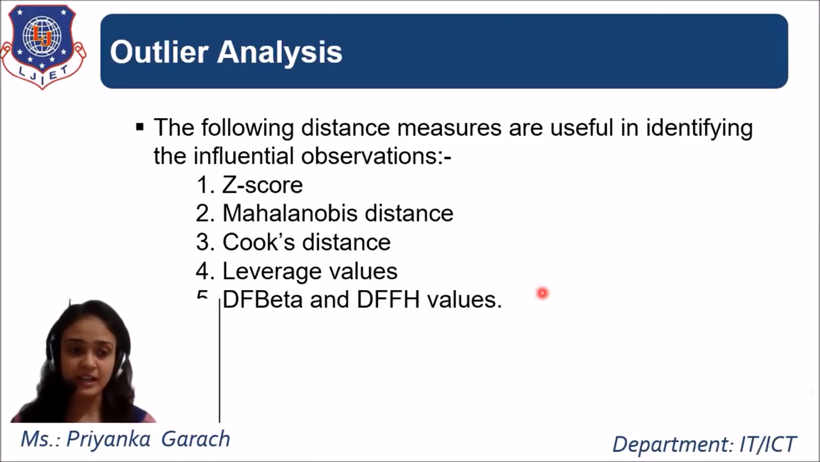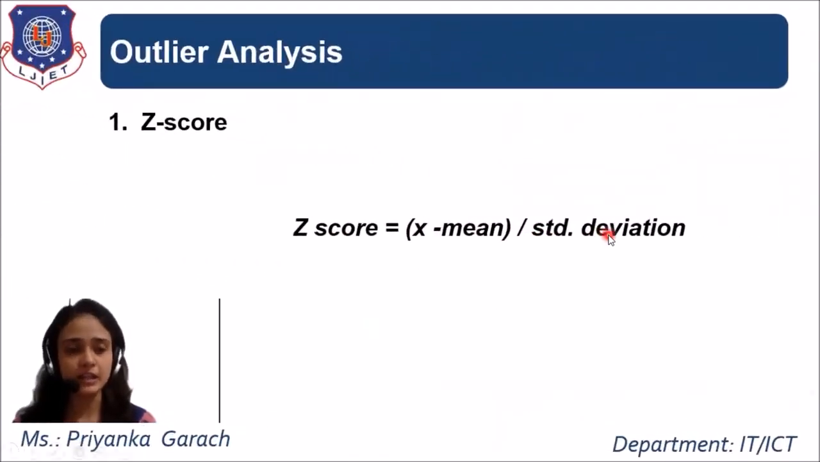So how do we find the outliers in our data set? These are the different measures available for outliers. The first one is the z-score, then the Mahalanobis distance, then Cook's distance, leverage values, and DFBETA and DFFIT values. We will see everything turn by turn. So let's start with the first one, that is the z-score.